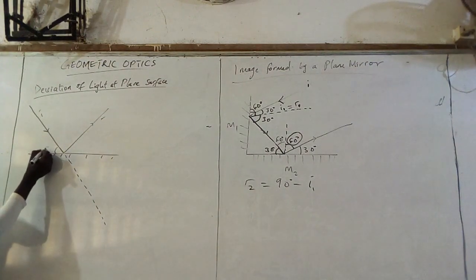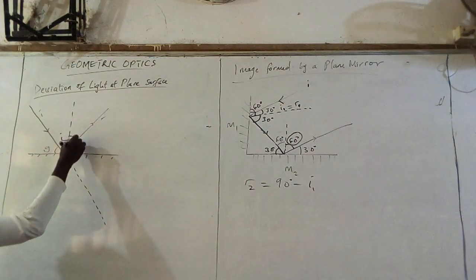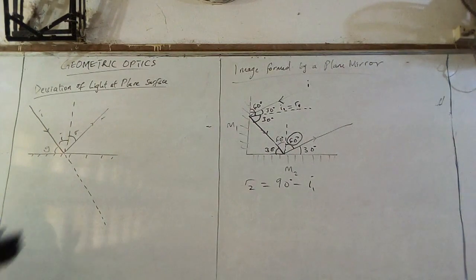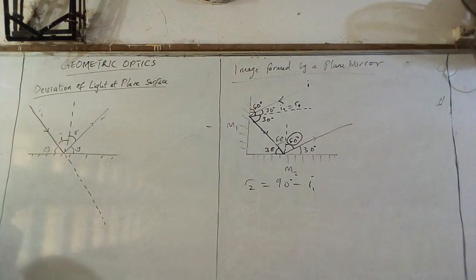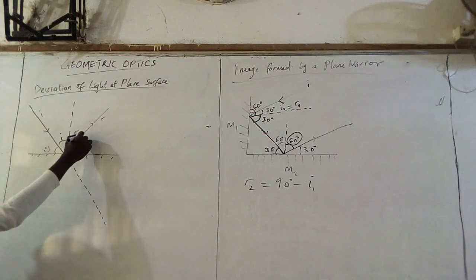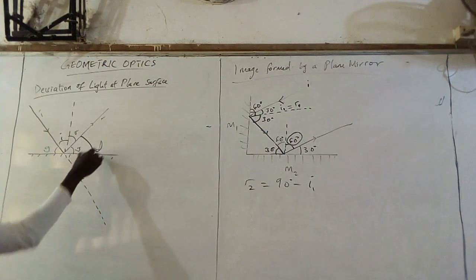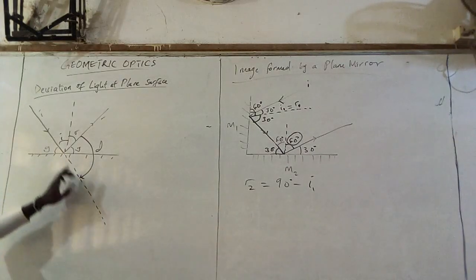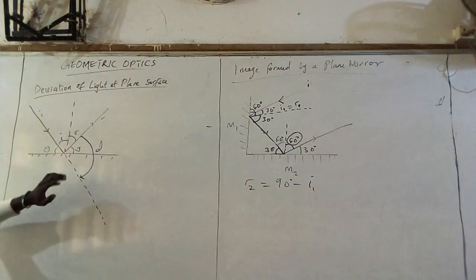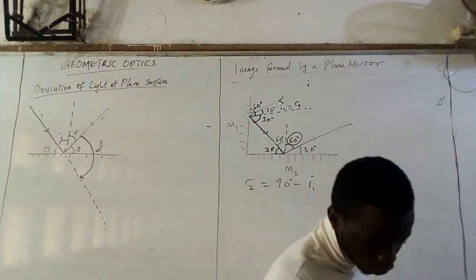So remember, this is the glancing angle. There is the angle of incidence, the angle of reflection, then we have a glancing angle here. So what would be the deviation? We can see that the deviation is from here to here. D, so this is the deviation. Normally, the light is supposed to go straight through, but due to the nature of light, it is reflected this way. So how can we get this deviation?